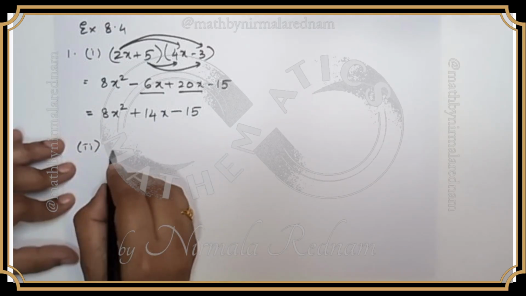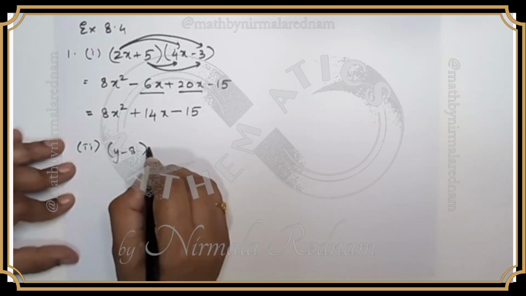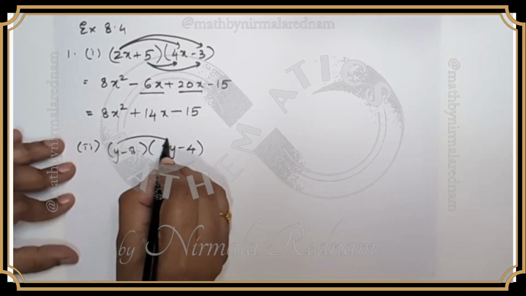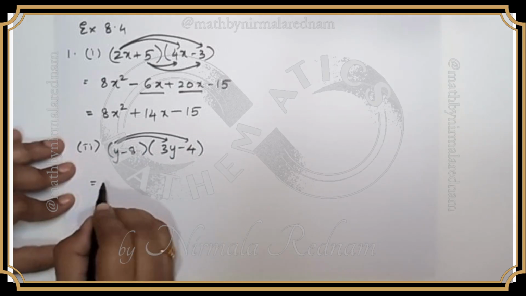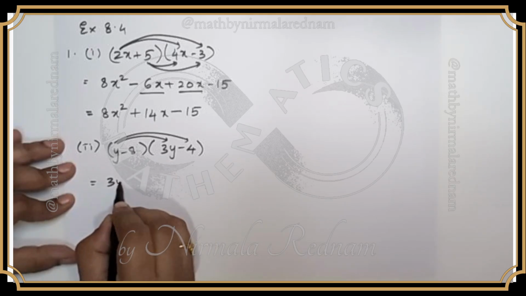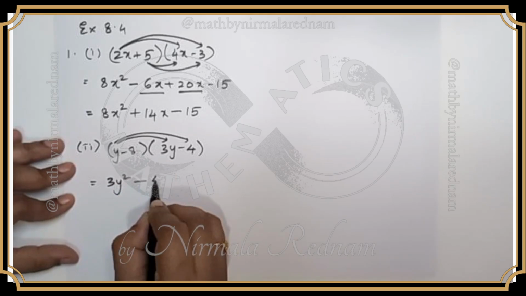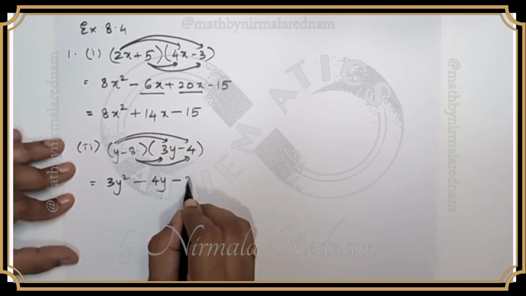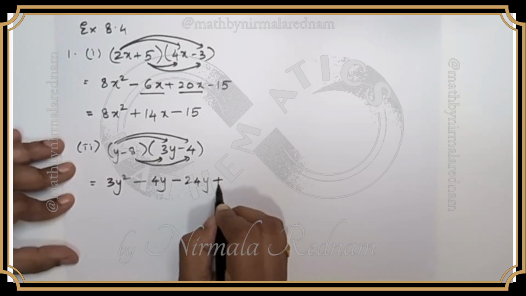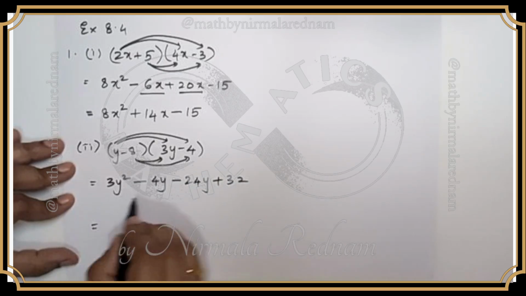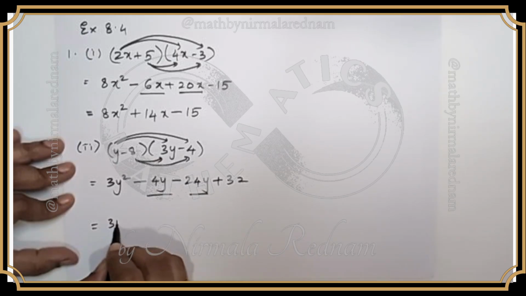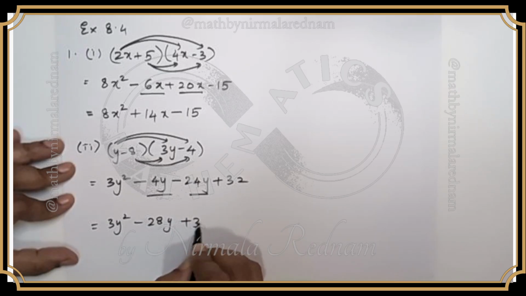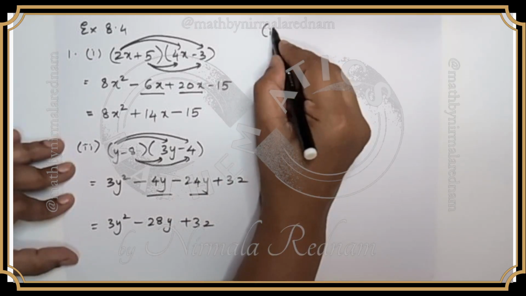So the second question is y minus 8 into 3y minus 4. Again, look at it this way. y into 3y is 3y square, minus 4y. Okay. And then I have minus 24y plus 32. Right. Are there any like terms? Yes, I have like terms here, which is minus 28y plus 32. So that is your second sum.